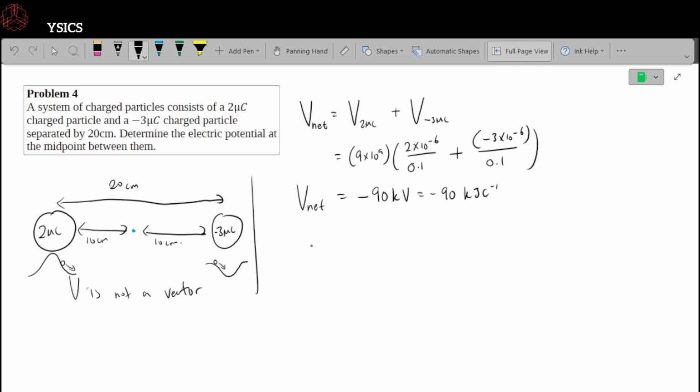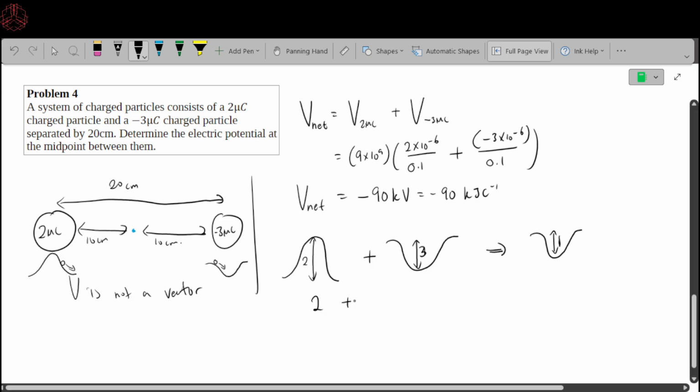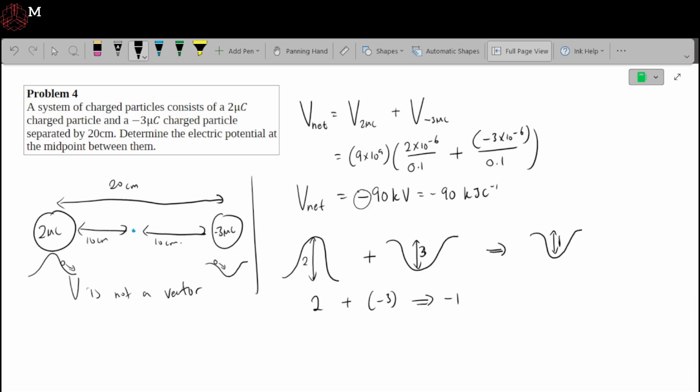Which makes sense. If I think about it, I have a source, let's say of height 2, then I add a sink which has a depth of 3. What I will get is a sink with a depth of 1, because 2 plus negative 3 is equal to negative 1. That's why I have a negative value as the net potential.